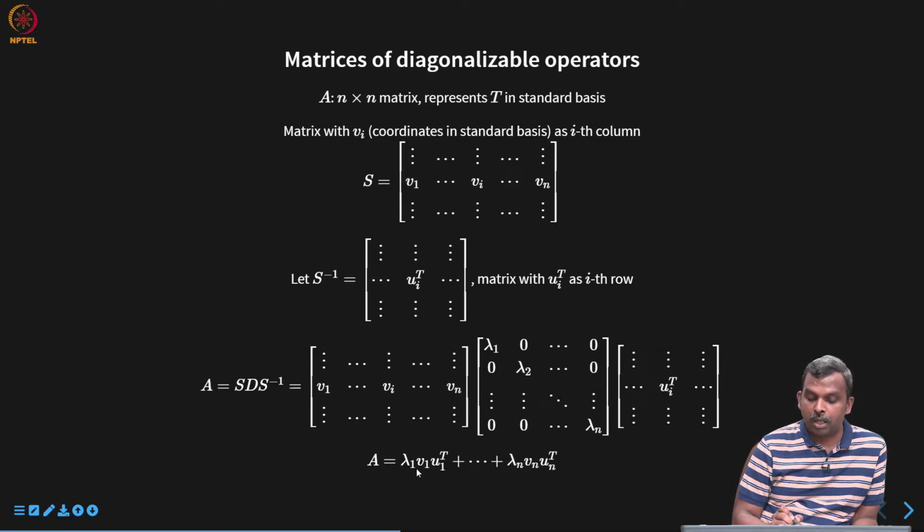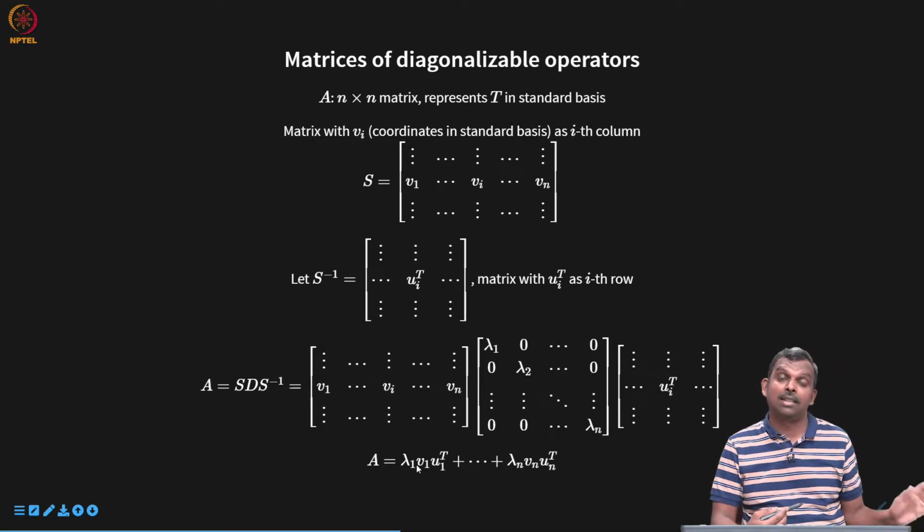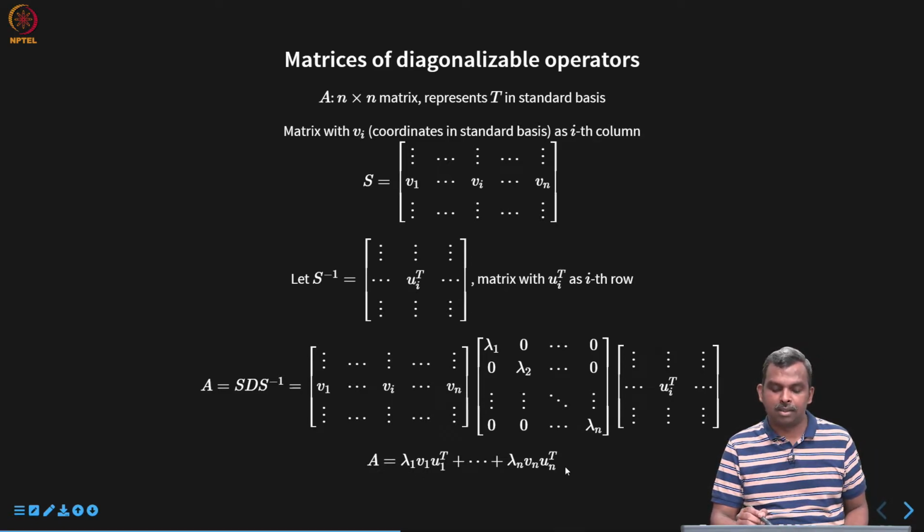It's going to be lambda 1 V1 U1 transpose dot dot dot lambda n Vn Un transpose, where this V1 is basically the coordinates of the eigenvector basis in that basis that you have chosen for A. So supposing we choose the standard basis for A, the matrix of T in the standard basis is given simply by this nice simple formula, where V1 to Vn are simply the eigenvectors in that basis, and U1 comes from the inverse.